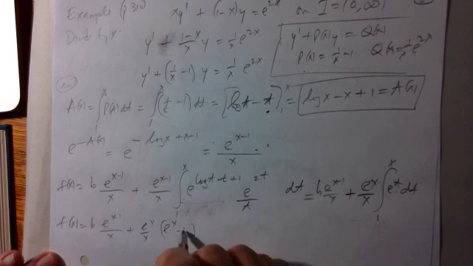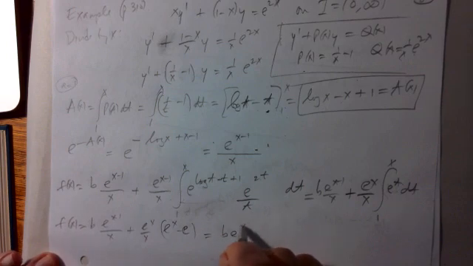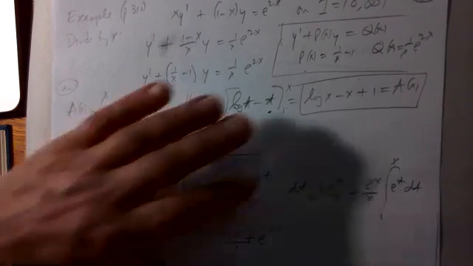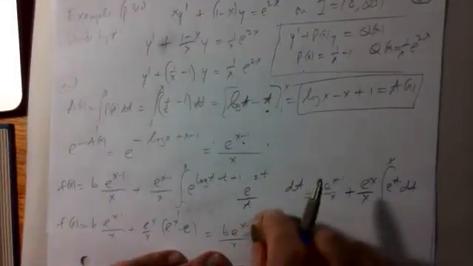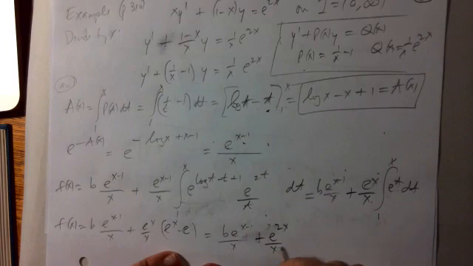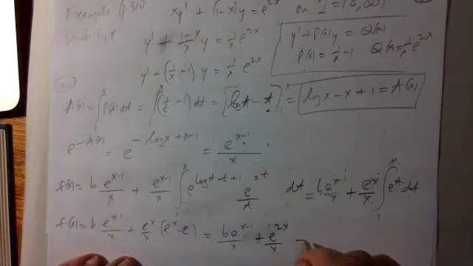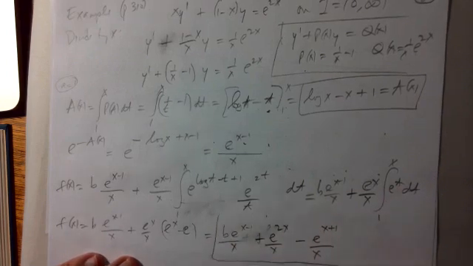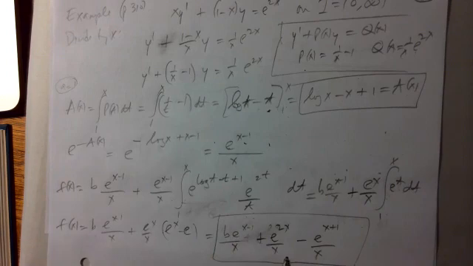Sorry, e to the x minus e to the 1, minus e. So this is b e to the x minus 1 over x, e to the 2, plus, let me write this more neatly, plus e to the 2x over x minus e to the x plus 1 over x. So that's the solution.